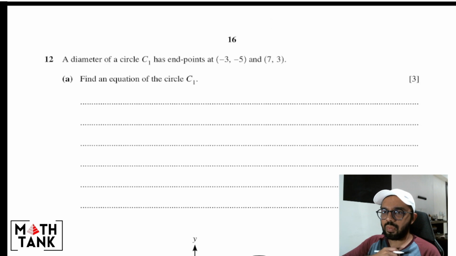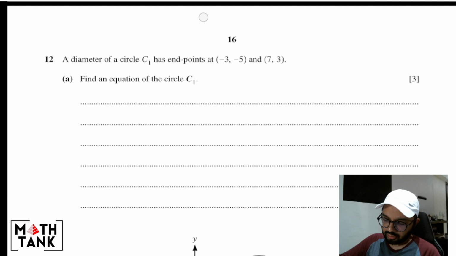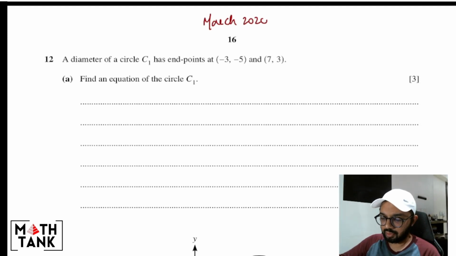So, what I'm going to try to do today is solve as many past paper questions as possible in the recent past papers. So, this is March 2020. And the first question says the diameter of circle C1 has endpoints minus 3 comma minus 5 and 7 comma 3.